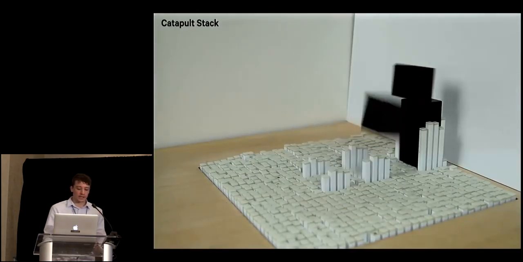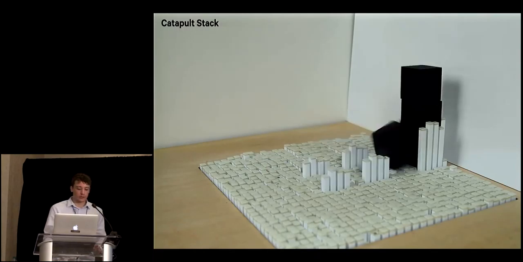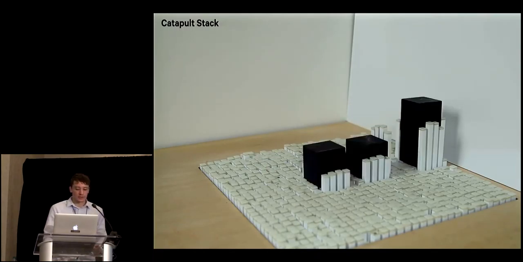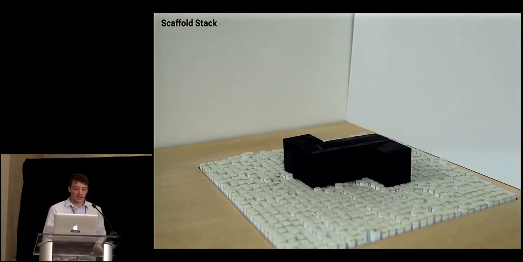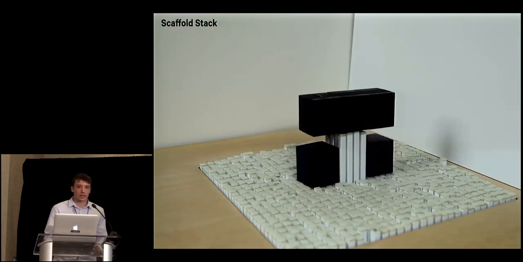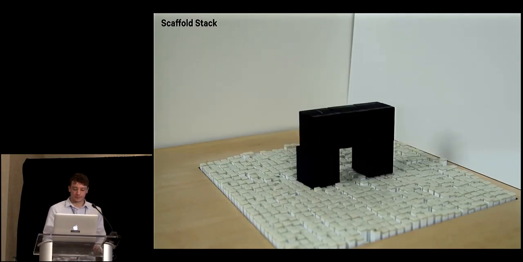An alternative stacking technique is to catapult the blocks on top of the other. So with our current inFORM system, we can create two-story structures or three-story structures by employing the helper object technique again. Certain structures can also be stacked by using the shape display to create a temporary scaffold.